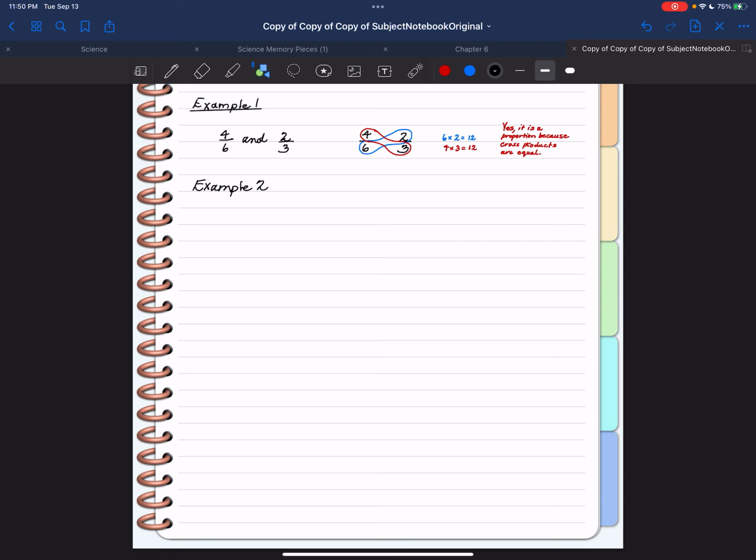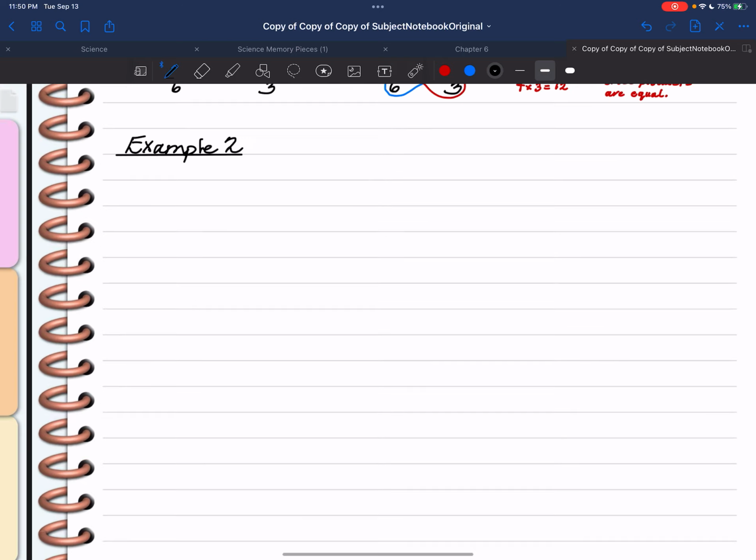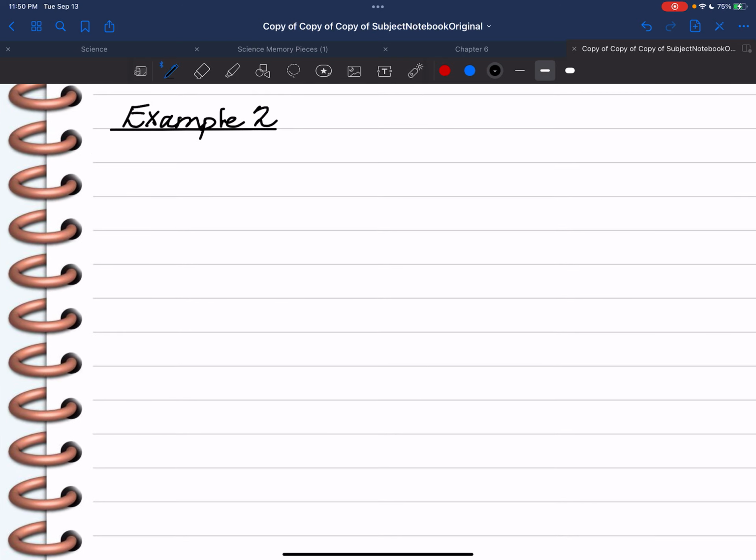And it says, suppose you can buy 8 paintbrushes for $10. How many paintbrushes can you buy for $25? So what are we comparing? The two quantities are dollars and paintbrushes. So it says that you can buy 8 paintbrushes for $10. So how many can you buy for $25?